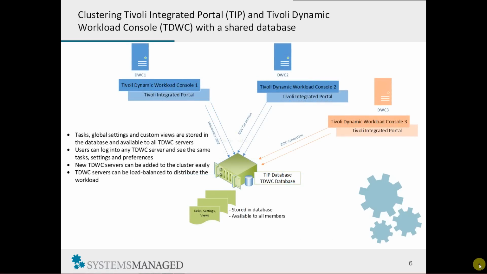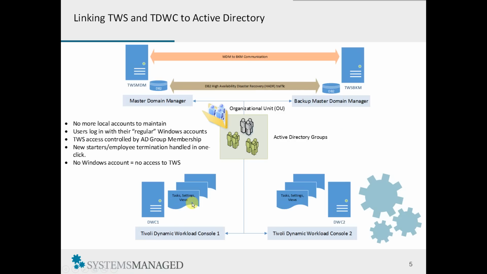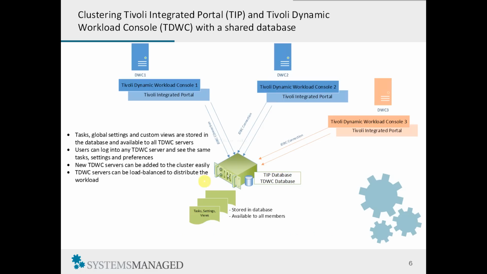And a final point before we go to the demonstration is if you cluster your Tivoli Integrated Portal and the Tivoli Dynamic Workload Console, which sits on top of the Tivoli Integrated Portal, the settings that we've had on the previous screen, so the tasks, the views, the preferences that users have on a TWC server, are now stored in a central database. What that means is a user can log on to any TWC server that's a member of the cluster, and they will get the same tasks and settings and preferences regardless of which one they log on to, because the settings that they have are all stored in this central database.